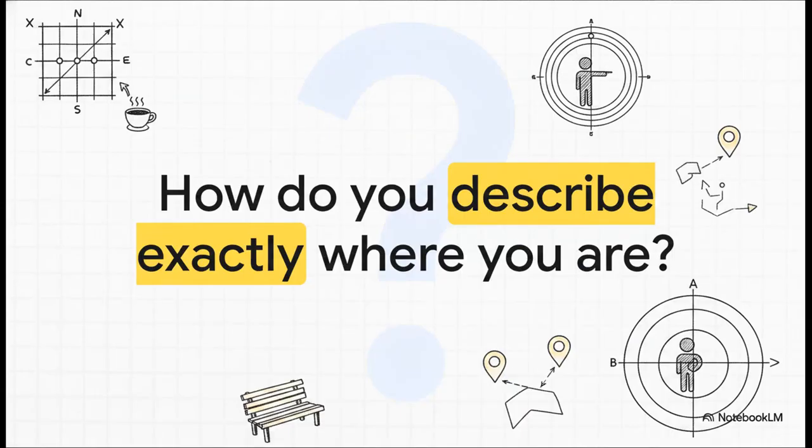I want you to think for a second about how you communicate location in your everyday life. Like, if you're trying to tell a friend exactly where you are in a crowded park, or where a specific coffee shop is located, how do you do it? Do you use streets and avenues? Do you just point and say, hey, it's over there? Describing exactly where a point exists in space is a fundamental human need. But mathematically, how we choose to answer that question actually makes all the difference.